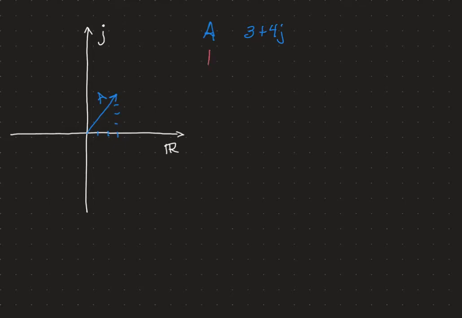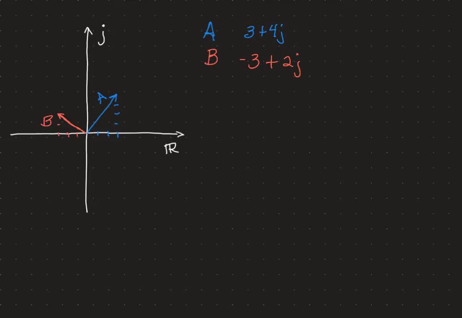So now let's graph the complex number that we will represent as B. It is the number negative 3 plus 2j. So we will go negative 3 in the real direction and positive 2 in the imaginary direction, and draw an arrow from the origin to that position. So there is B.